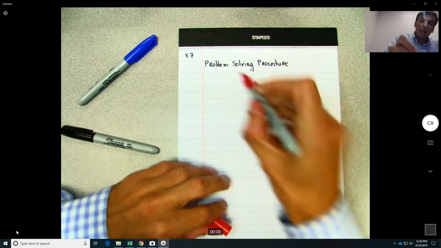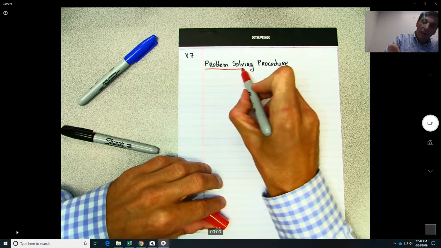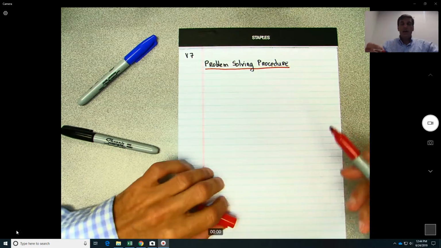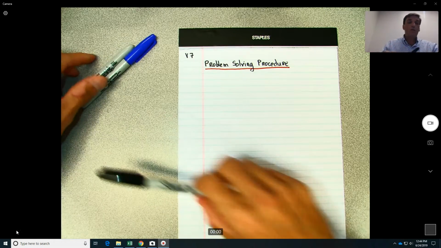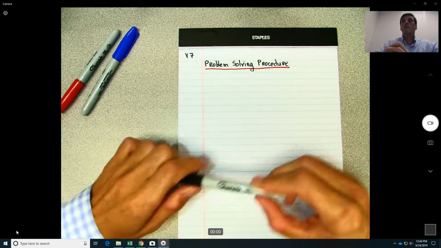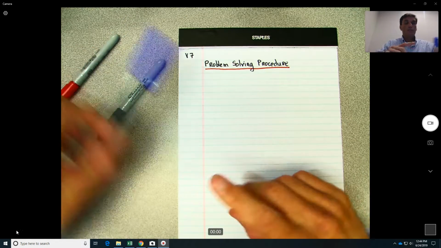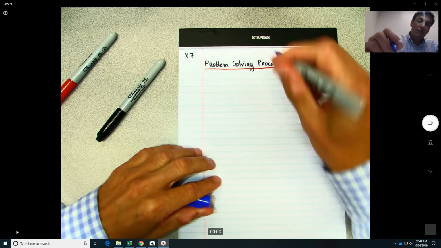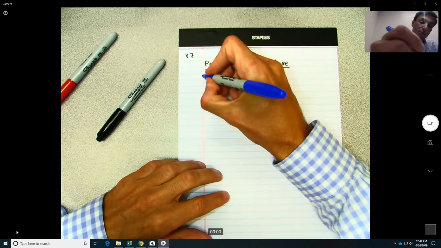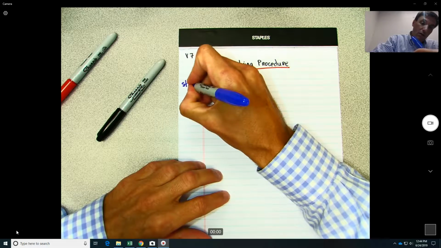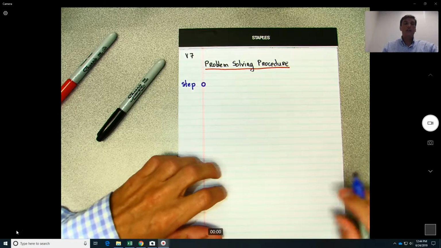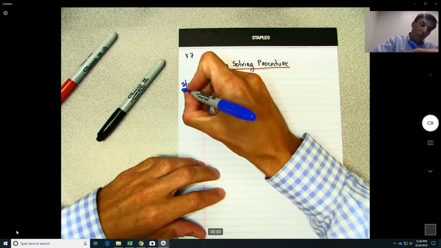Okay, and basically I taught over 16 different classes, and in every single one of my classes I follow the same procedure. So there's basically 4 steps, but I do a step 0 because it's also important. So step 0 is what?